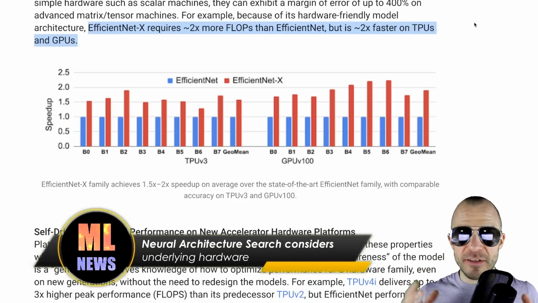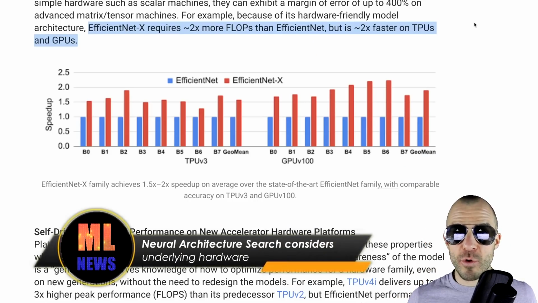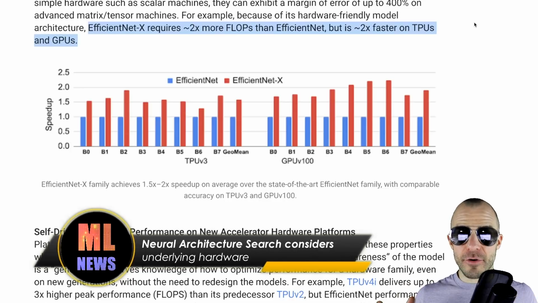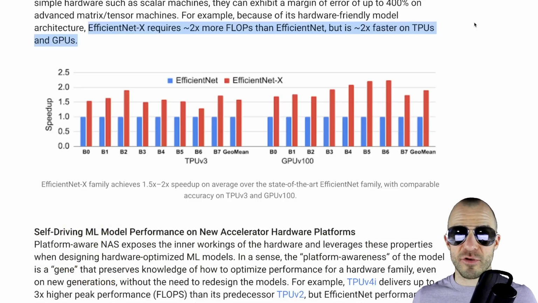But EfficientNet-X requires double the amount of flops than EfficientNet does, and therefore people would say that it should take longer. However, it is 2 times faster on the appropriate hardware for which it was designed. This is an error rate of 400% if you actually consider flops as a measure of performance, which is crazy. So I think if anything, this paper shows that we need to rethink how we think about performance, and that maybe just flops is not necessarily a good measure of how we estimate model compute utilization.